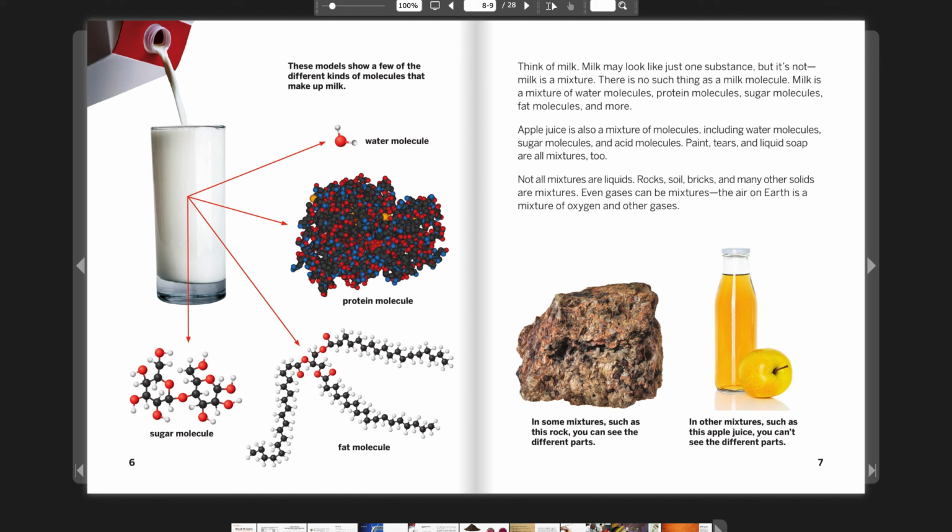Paint, tears, and liquid soap are all mixtures too. Not all mixtures are liquids. Rocks, soil, bricks, and many other solids are mixtures. Even gases can be mixtures. The air on Earth is a mixture of oxygen and other gases.